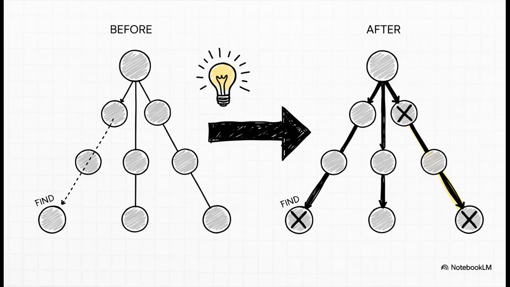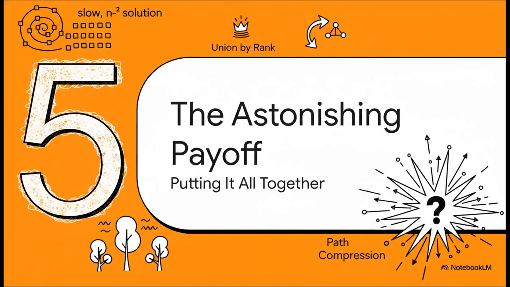So think of it like this. The very first person to ask, who's the leader, might have a bit of a long journey up the tree. But by doing that, they create a superhighway for everyone else. Any future search from any of those nodes becomes an instant one-hop trip straight to the root. It just completely flattens the tree over time. It's awesome. So let's recap.